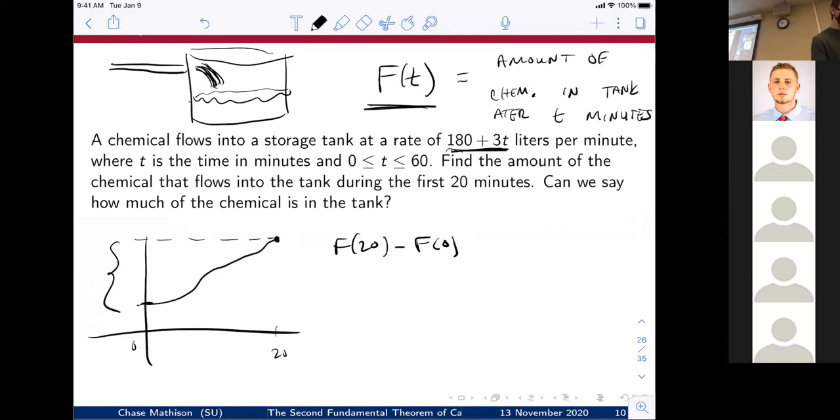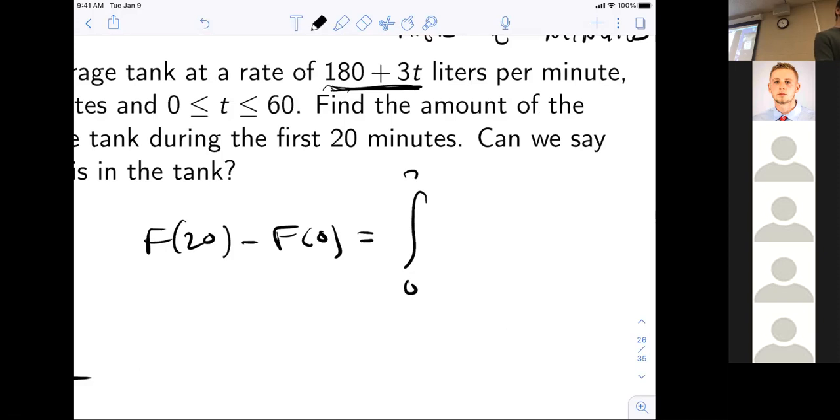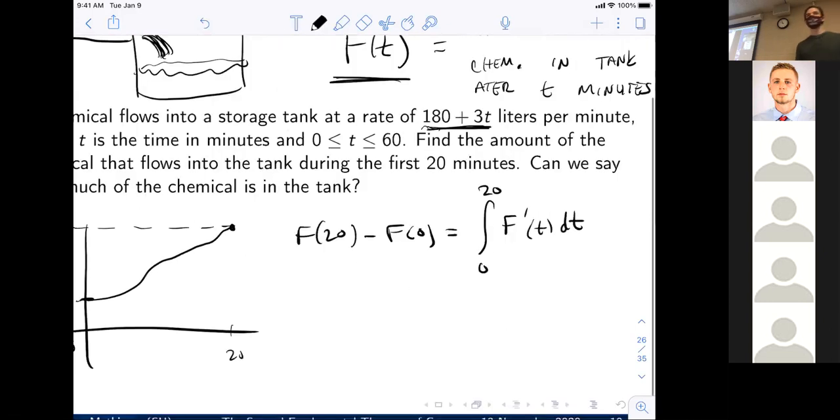Okay, so we're going to use the first fundamental theorem of calculus to say, well, big F of 20 minus F of 0, or this is also that net change theorem that was on the previous slide. This is the integral from 0 to 20 of big F prime of t with respect to t. That net change theorem is just the first fundamental theorem of calculus. But big F prime of t, we know, is 180 plus 3t.